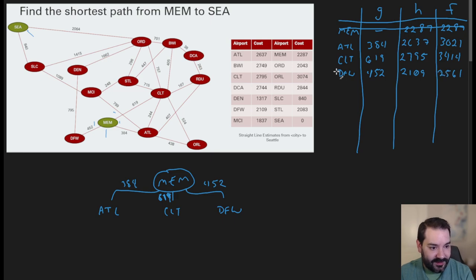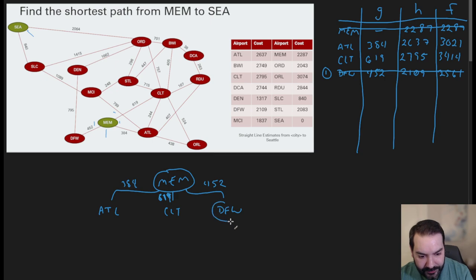I see that Dallas Fort Worth is sort of the cheapest, and I like to label it like this. So add a one because it's the first thing that gets removed from the priority queue. Yes, technically Memphis was the first, but nobody cares about that one. So again, Dallas Fort Worth was the first thing that got removed. It's the first thing that gets considered. Dallas Fort Worth only has one step, which saves me a lot of heartache.